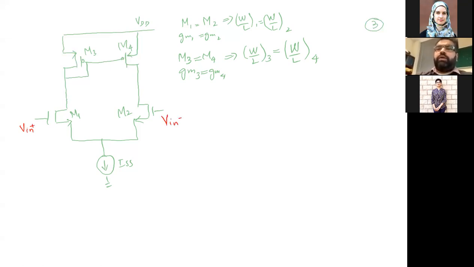Now analytically, if we see which terminal we should take for an output, I know this diode connected device is going to be 1 over GM3. If I want to see from this point, this is going to be 1 over GM3. So moving from 1 over GM3, this means the impedance is going to be low. I want a high gain. 1 over GM3 is going to reduce it. So that's why logically I cannot take output from this point.